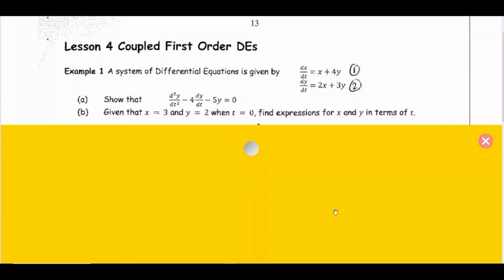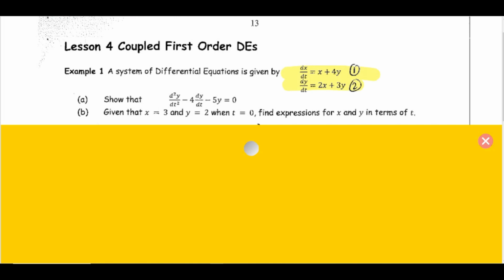Coupled first order differential equations. These are kind of simultaneous differential equations. Can I just point out, because these questions tend to be quite long, my handwriting is very bad, I'm just going to talk over a completed version of a pack. So an example of a pair of coupled first order differential equations is shown here. dx by dt is x plus 4y, dy by dt is 2x plus 3y.